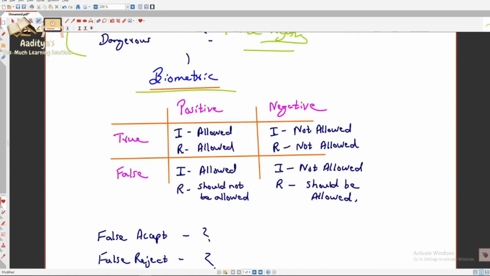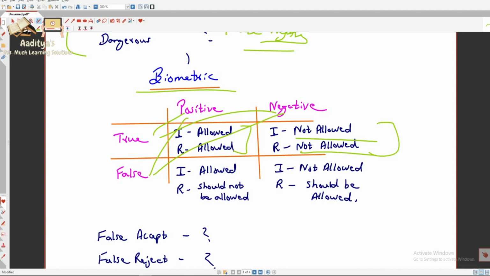Let's look at the next case. Biometric. Again, same thing. True positive, true negative, false positive, false negative. Again, same. I means identification, R means reality. So in case of true positive, the biometric is identifying that person as allowed, and in reality he's actually allowed, right? So nothing to worry here. What is true negative? Identification as he's not allowed, and in reality also he is not allowed. Again, no problem. Here the biometric system is working fine, right?